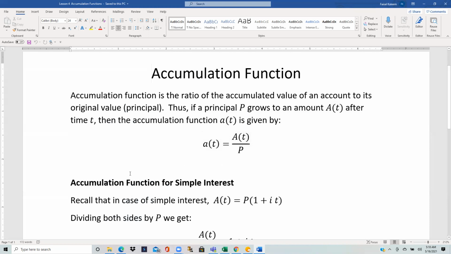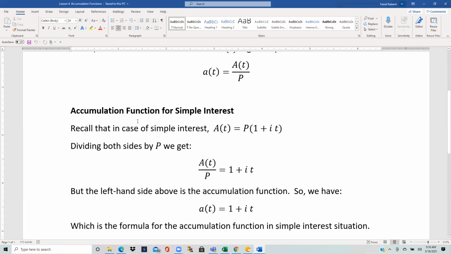Okay, so let's see how we calculate accumulation function in different settings. First, let's do it for simple interest. We know that for simple interest, the amount formula is A of t equals P times 1 plus it. If we divide by P on both sides, because we are trying to find the accumulation function, which is A of t divided by P, we just get 1 plus it. So in this case, little a of t is equal to 1 plus it. So the accumulation function for simple interest is 1 plus it.